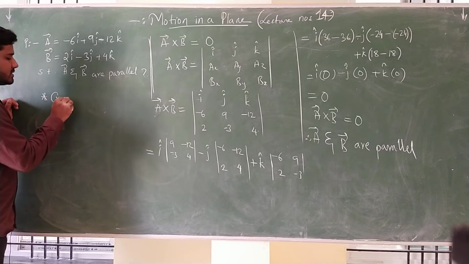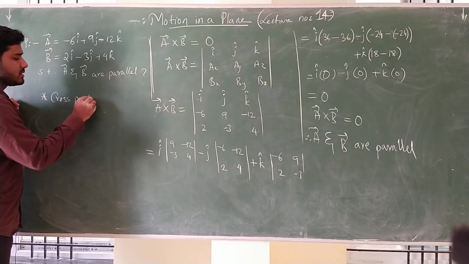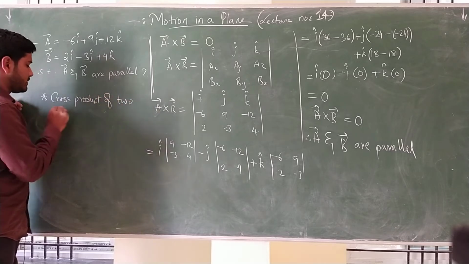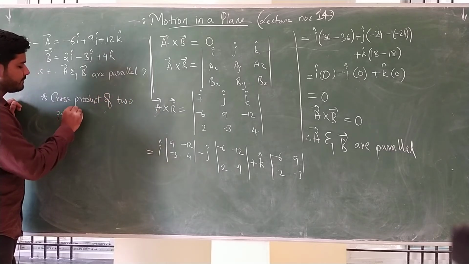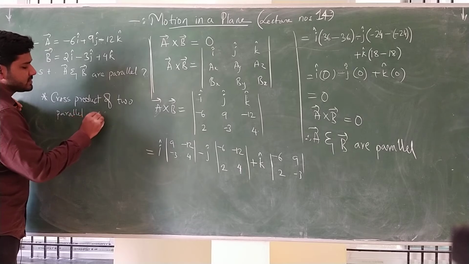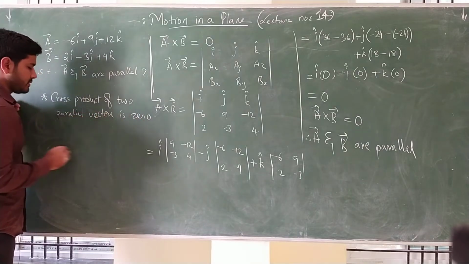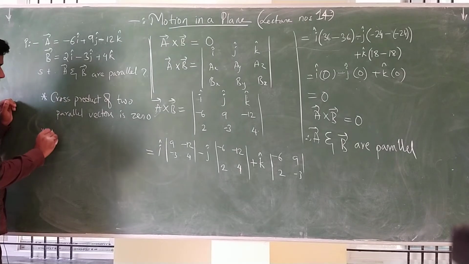Cross product of two parallel vectors is 0. Okay, next point, dot product.